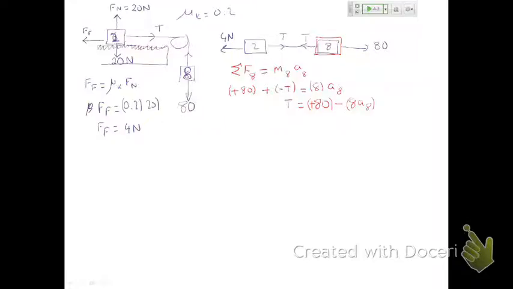And then the way I traditionally do it is I say, okay, let's find the acceleration. I'm going to show you another way as well, but let's do that, find the acceleration.